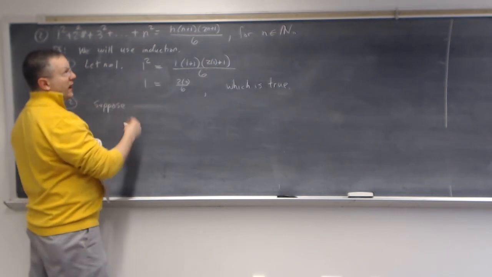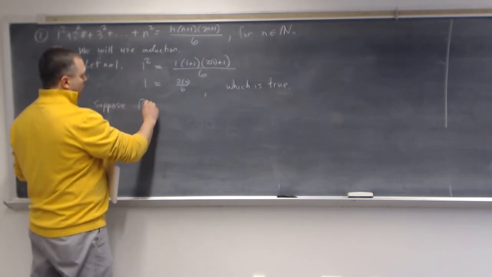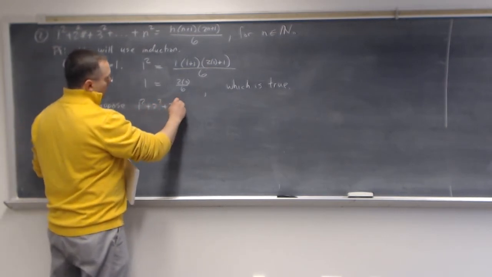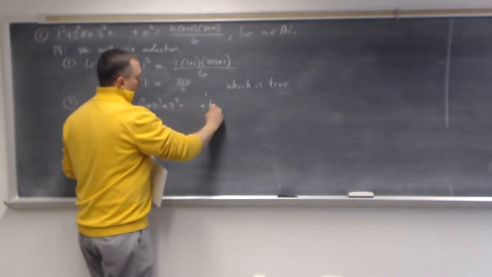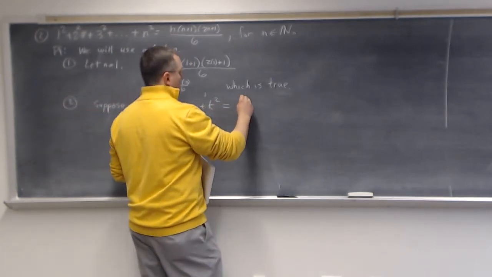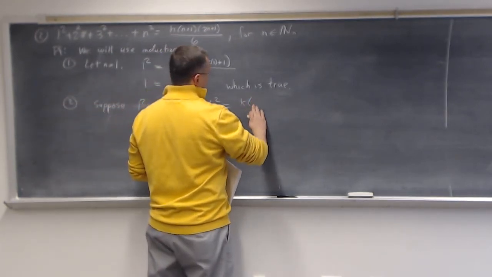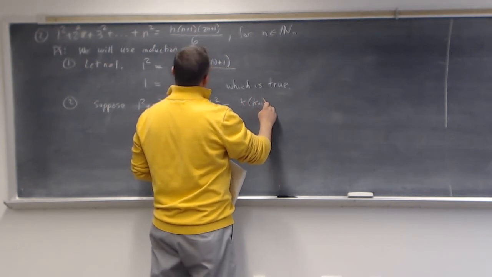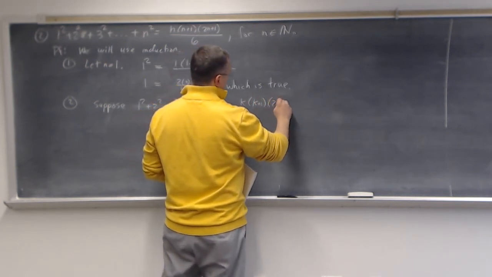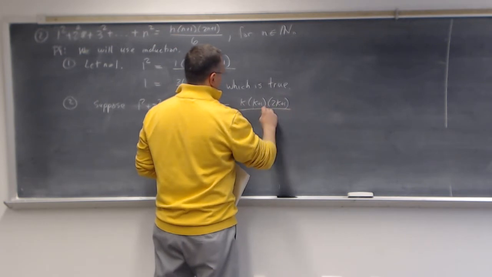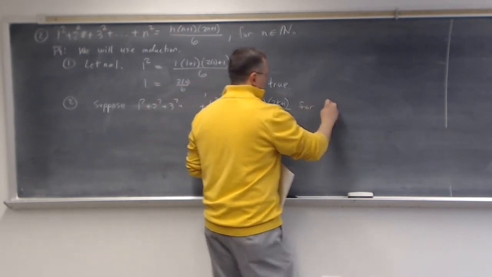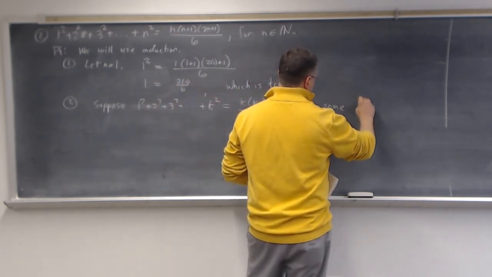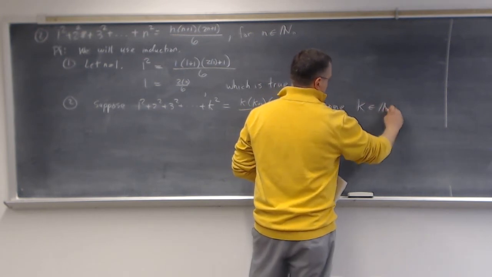the same is true for k. So suppose 1 squared plus 2 squared plus 3 squared up to k squared equals k times k plus 1 times 2k plus 1, all over 6, for some natural number k.